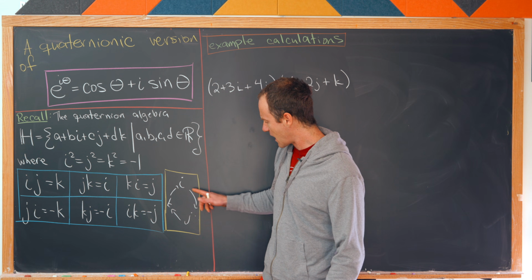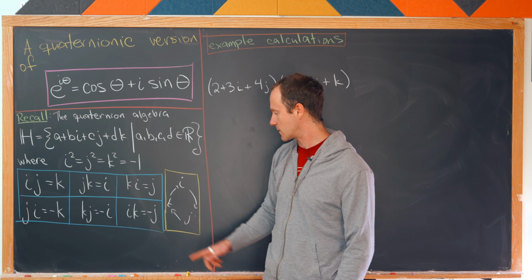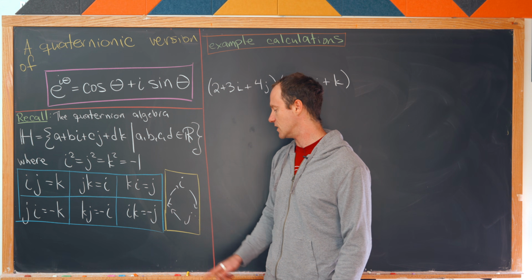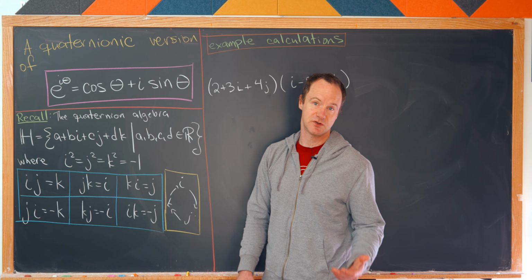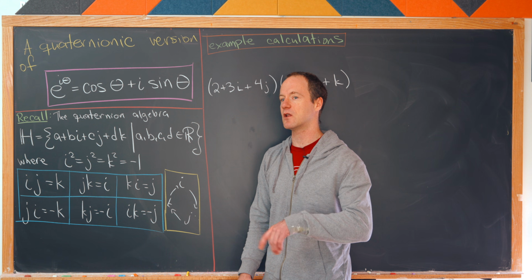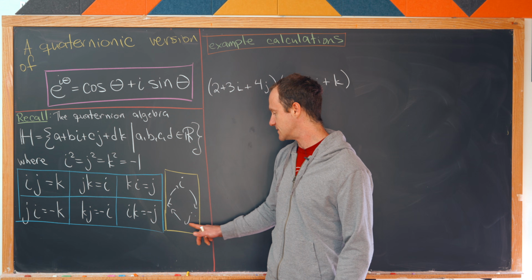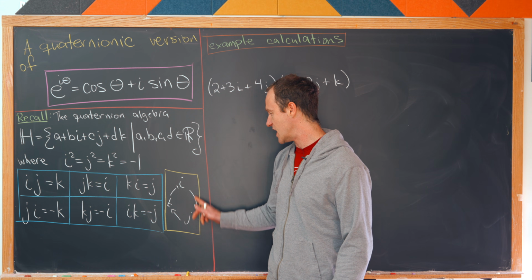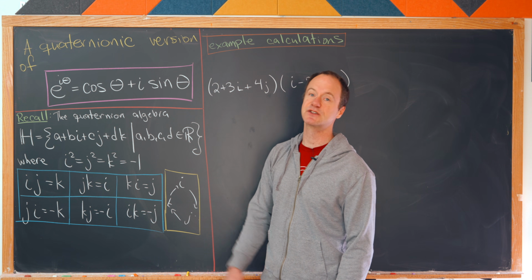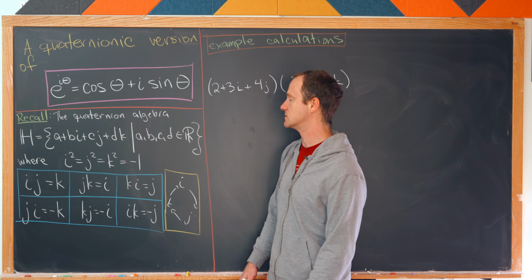You can remember that with this nice little loop here. If you follow this loop in the direction of the arrows, you just pick up a plus sign. But if you follow it in the opposite direction, you pick up a minus sign. So i times j is k, whereas j times i is -k because we went against the arrows.